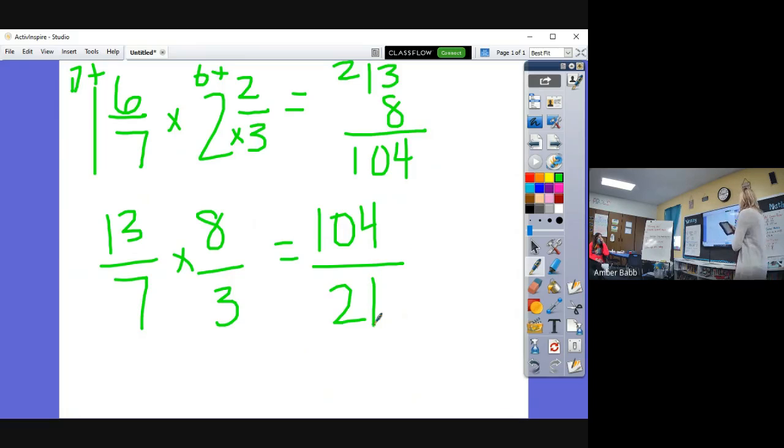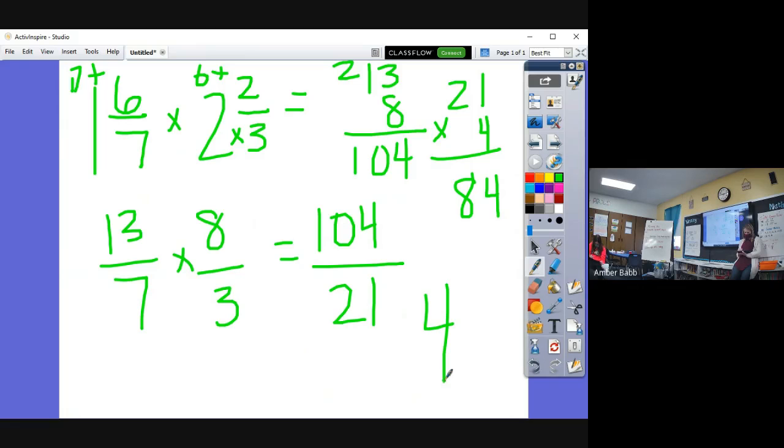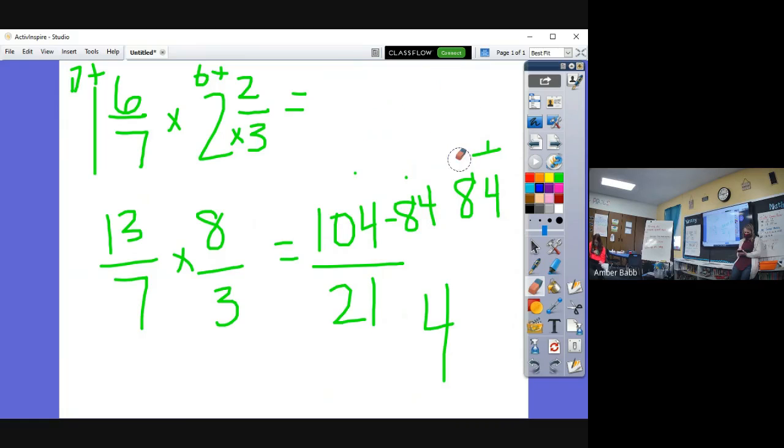This is another big one I've got to figure out. How many times does 21 go into 104? 4 times. What is 21 times 4? It's 84. So if it's 4 times, I'm going to put my 4 here as my whole number. 104 minus 84 is 20.